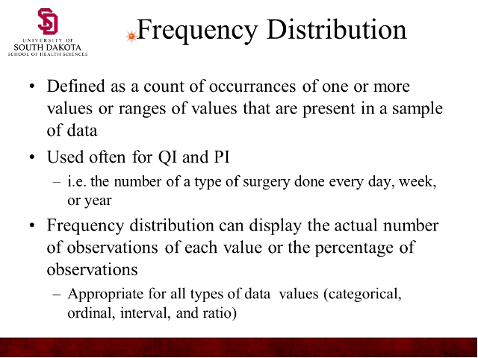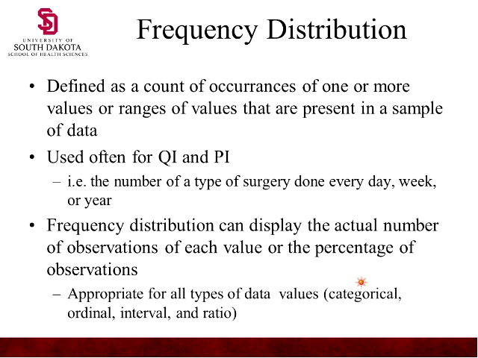Frequency distribution. That's defined as a count of occurrences of one or more values or ranges of values that represent a sample data. This is used often for quality improvement and process improvement, the number of a type of surgery done every week or day or year, and that gives you that frequency. Frequency distribution can display the actual number of observations of each value or the percentage of observations. For instance, of 100 surgeries we did, 25% were appendectomies, or 10% were gallbladders, cholecystectomies. So we could do it that way.